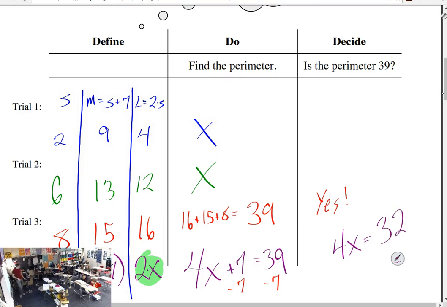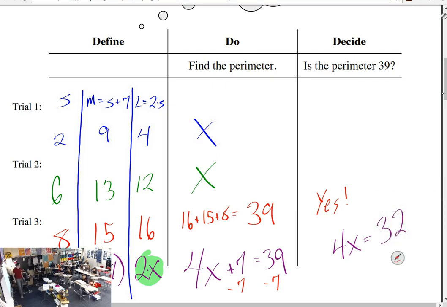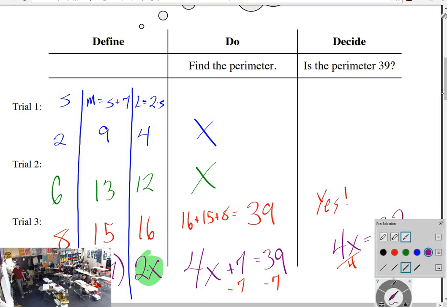So what's the last thing we do here to get x by itself? What's happening to x right now? Add, subtract, multiply, divide. It's being multiplied. What do we do to undo that? Divide. So we divide by 4. What do we get for x?